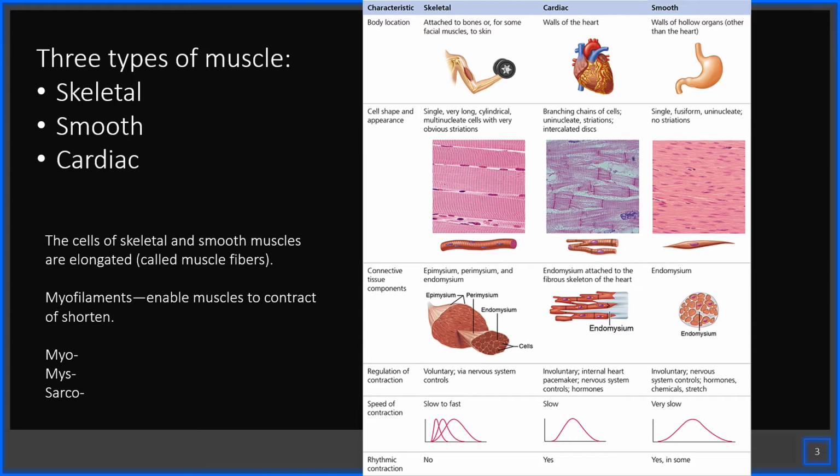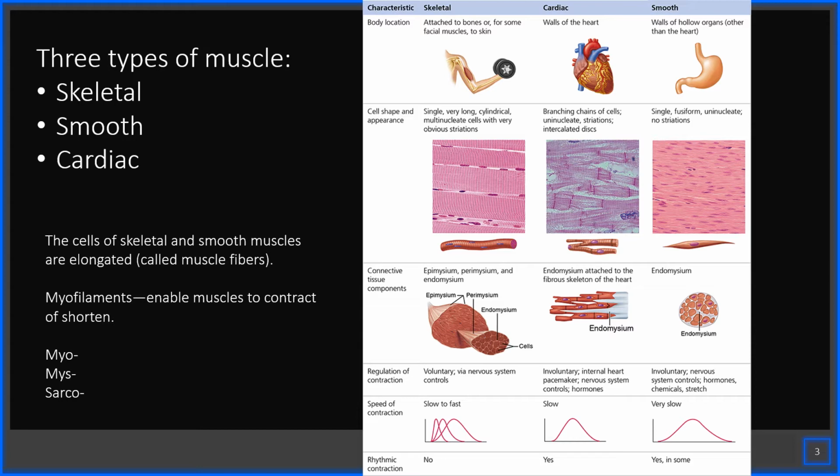Cell shape and appearance. Skeletal muscle is single, very long, cylindrical, and multinucleate, so it has multiple nuclei within the cells, with obvious striation, so it looks striped. Cardiac muscle is branching chains of cells, uninucleate, so a single nucleus, with striations, again, those stripes, and intercalated discs. Smooth muscle is single, fusiform, with one nucleus and no striation, so it does not have the same stripes that are characteristic in your skeletal and your cardiac muscle.